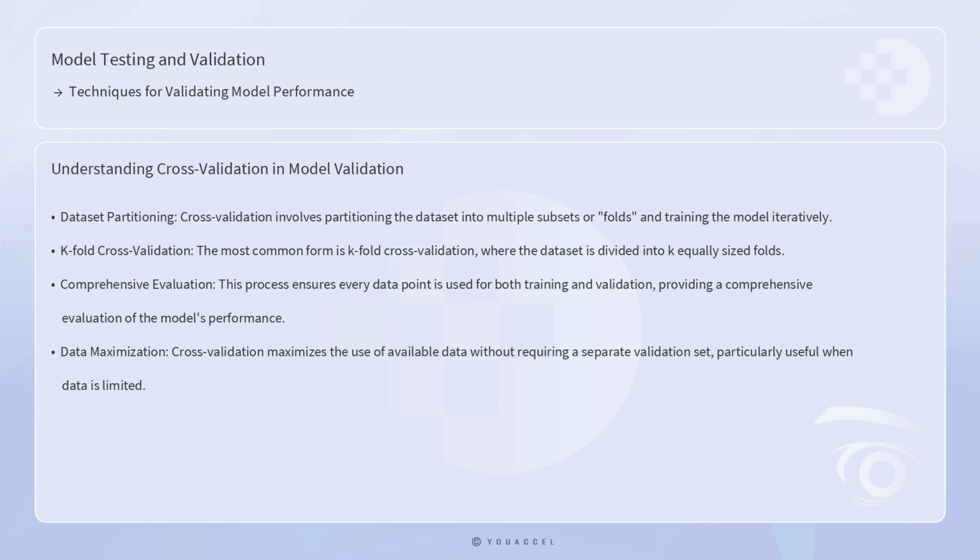This process ensures that every data point is used for both training and validation, providing a comprehensive evaluation of the model's performance. Cross-validation is particularly useful in scenarios where data is limited, as it maximizes the use of available data without requiring a separate validation set.